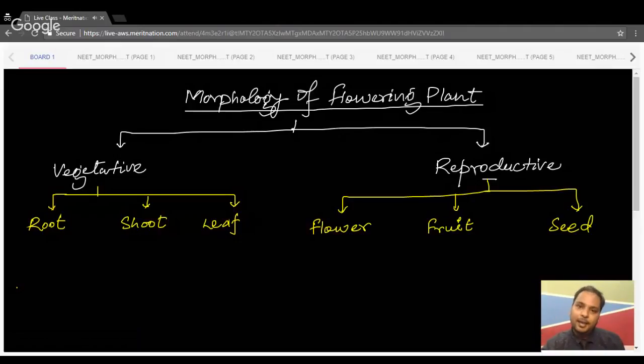So when that seed germinates, it will give rise to another mango tree. That's the reason flower, fruit, and seed develop, and these participate in sexual reproduction. That's why they are the reproductive parts. Whereas root, shoot, and leaf do not participate in sexual reproduction, and that's the reason we classify them as vegetative parts of the flowering plants.